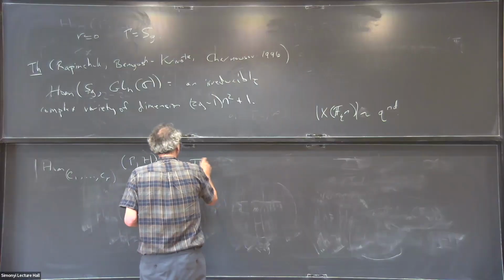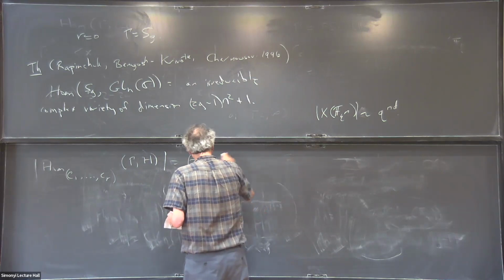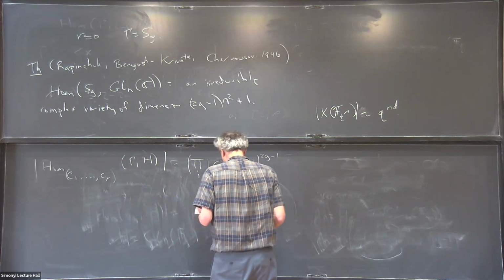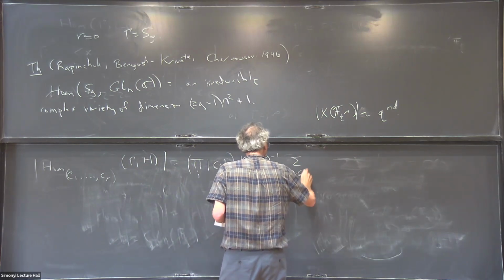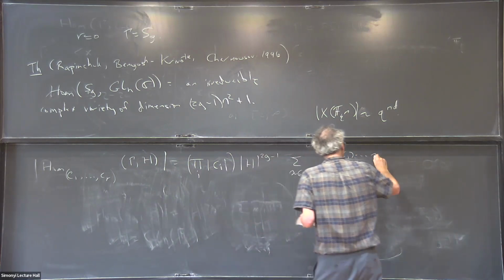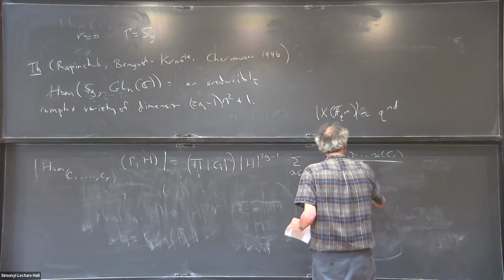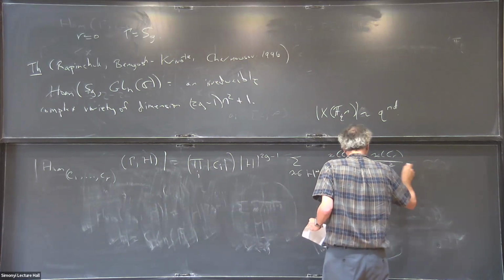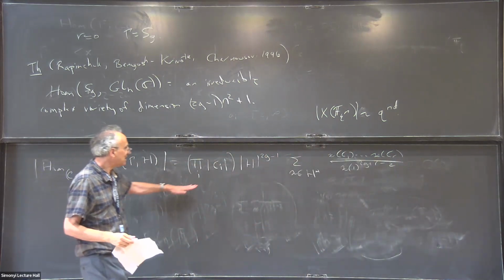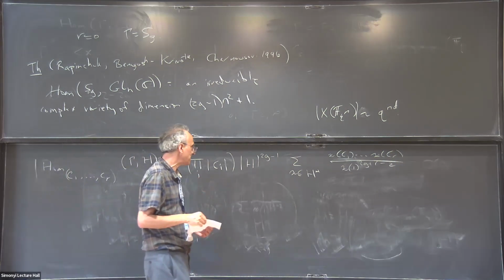It's equal to the product over I of the size of the conjugacy class, times the number of elements in H to the power of 2g minus 1, times the sum over characters chi of chi of C1 through chi of CR, divided by chi of 1, to the power of 2g plus r minus 2. So that is the contribution of this R-tuple to the total number of homomorphism classes.